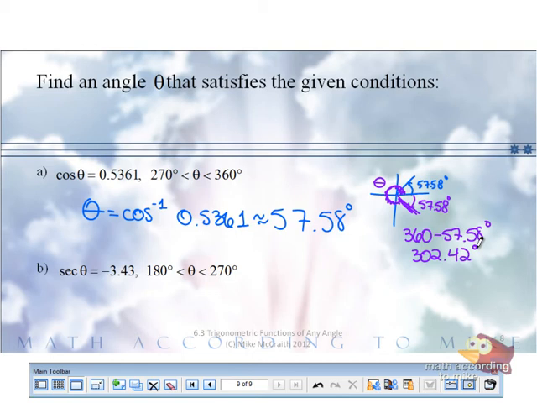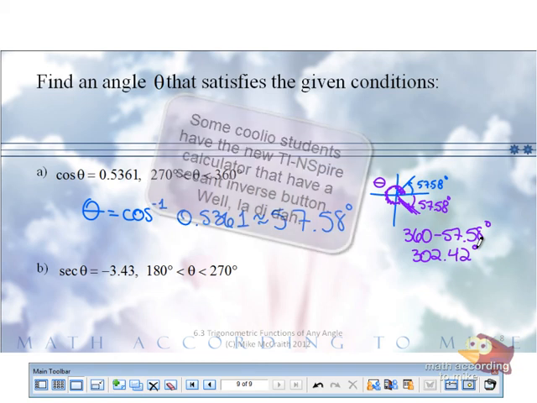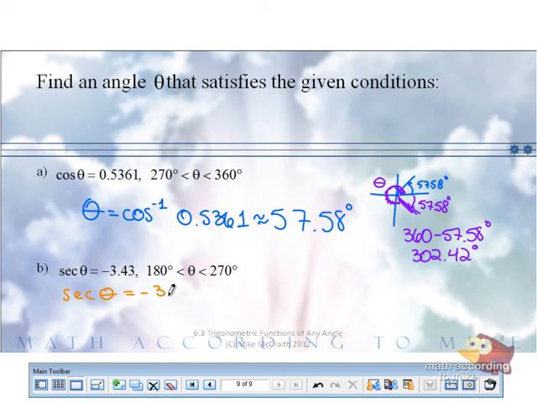All right. I would like you to try part B. You'll notice that it's a secant of theta. You'll also notice that your calculator does not have a secant inverse button. Oh my gosh. See what you can do. If the secant of theta is negative 3.43, that means the cosine of theta would be what? 1 over negative 3.43. You might have to draw a picture.